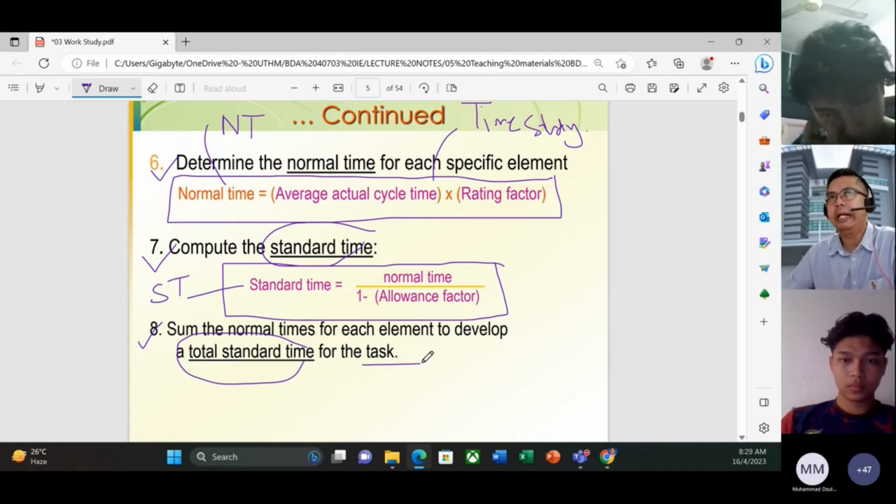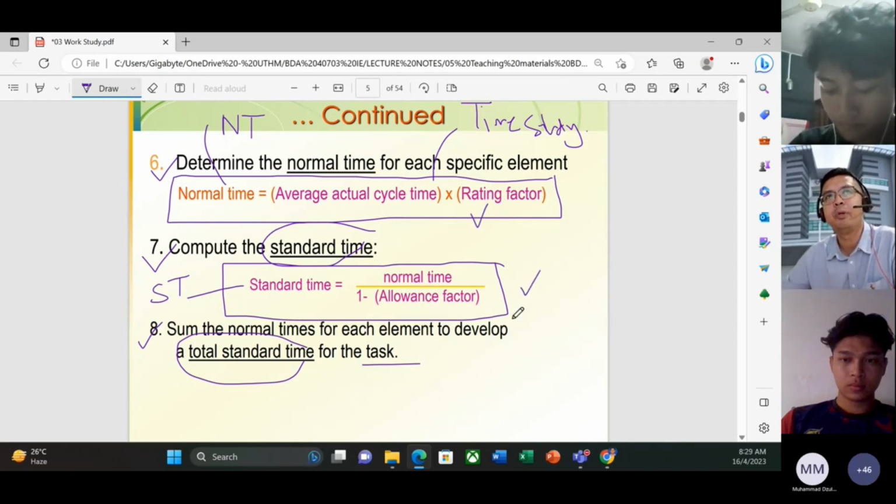So please remember there are 8 steps in order to calculate the time study. Okay, done. Copy this formula. Normal time and also the standard time.